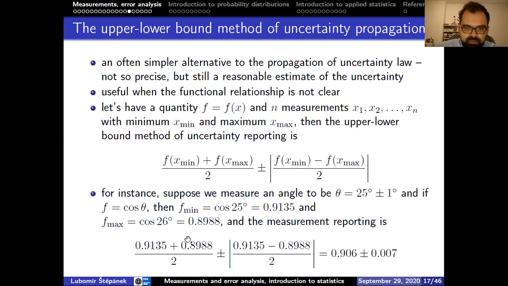It's just a re-estimation of the average for the derived quantity, plus minus a half range. I'll talk about it on the first slide. So it's just the difference between the maximum and minimum. It doesn't matter if it's maximum minus minimum, because you know that cosine is an inverse function.